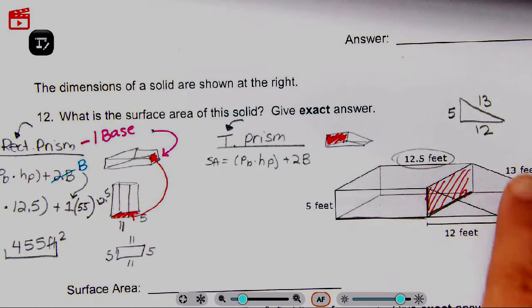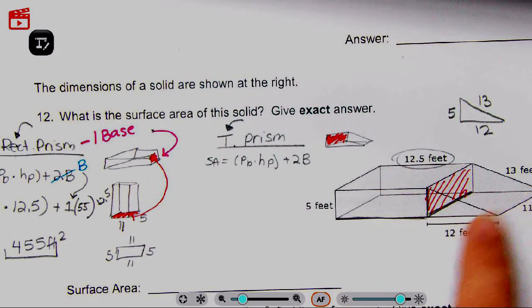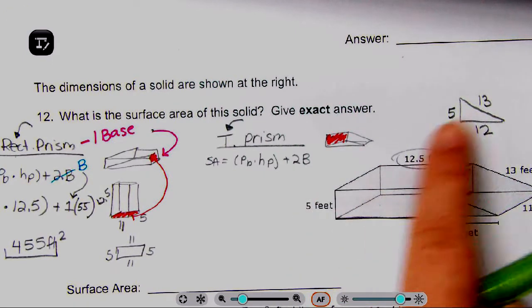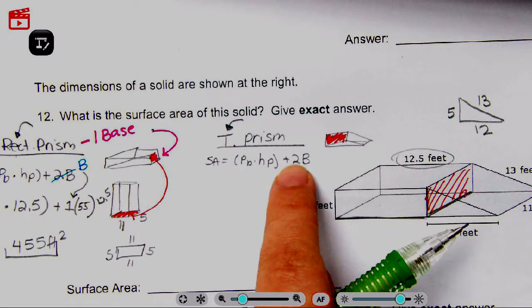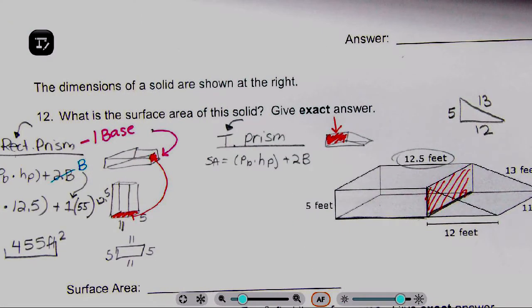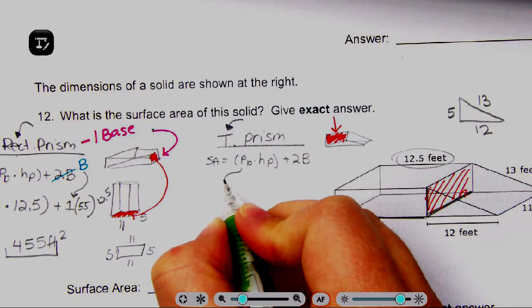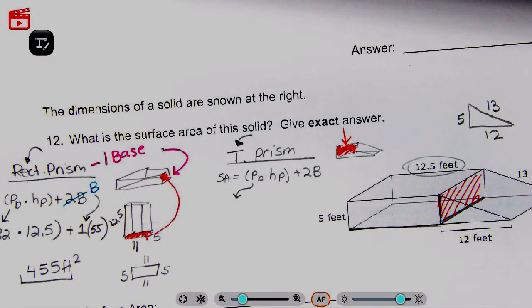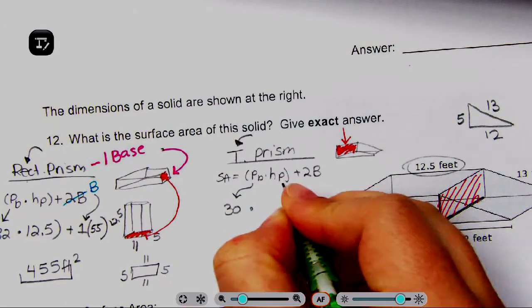However, again, I'm just getting the measurements from here. There's 13, 12, and this is 5. The base of the triangle is not what is removed. It is this side that is removed. So be extra careful on that. So what is the perimeter of the base? We have 5 plus 12 plus 13. That is 30.